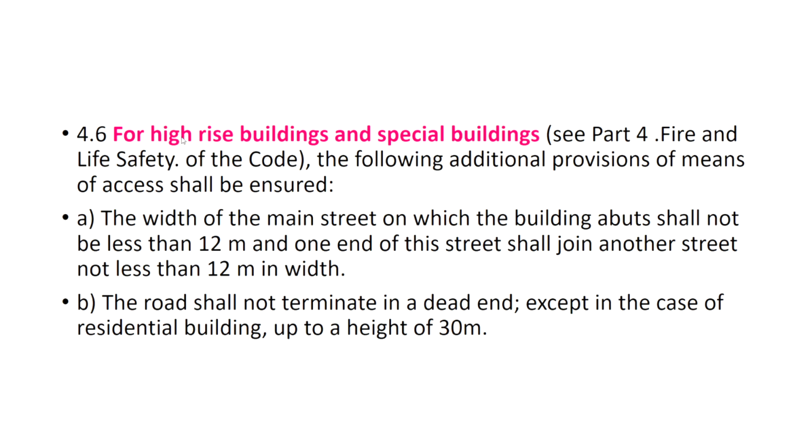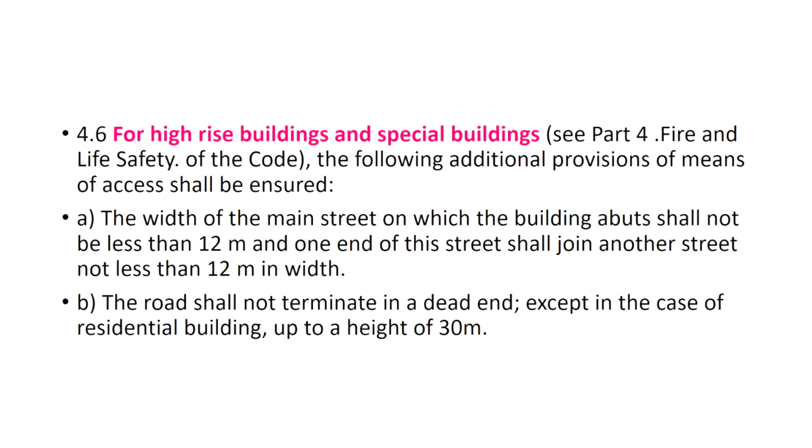Now this is clause 4.6. For a high-rise building, we have already seen it is anything more than 15 meters in height, and then special buildings. They have categorized certain special buildings; I will tell you after this slide. So what does the fire and life safety code specify? The following additional provisions of means of access shall be ensured. The width of the main street on which the building abuts, that means the road in front of the building, shall not be less than 12 meters, and one end of this particular street shall join another street which is not less than 12 meters in width.